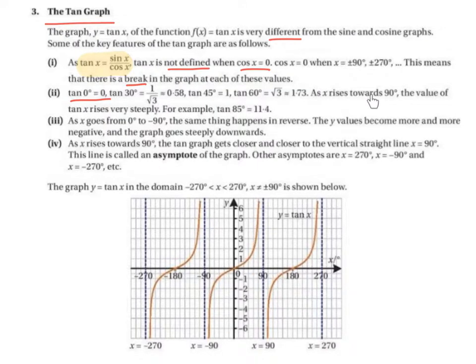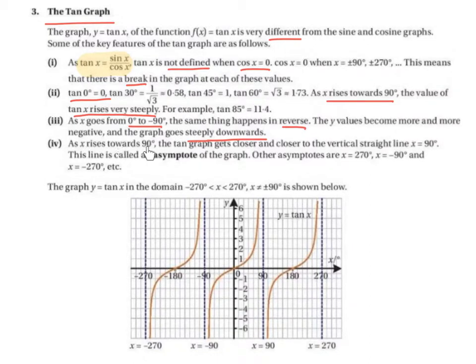As x rises towards 90 degrees, remember this is 90 degrees here, the value of tan of x rises very steeply. For example, tan of 85 degrees is 11.4. As x goes from 0 to minus 90 degrees, the same thing happens in reverse. So we can see that the graph shoots downwards. The y values become more and more negative, and the graph goes steeply downwards.